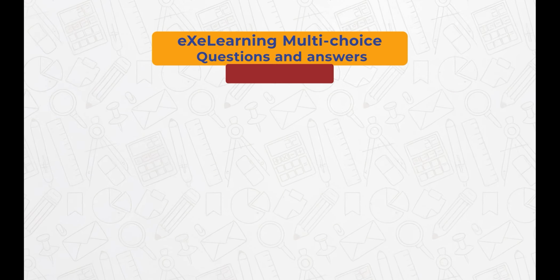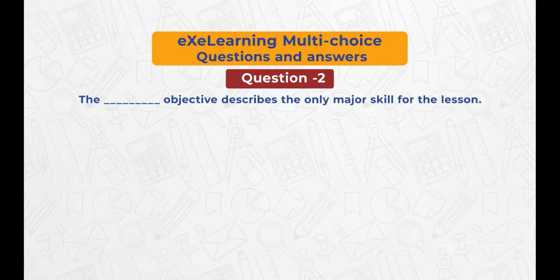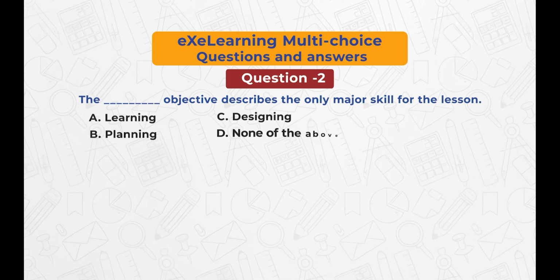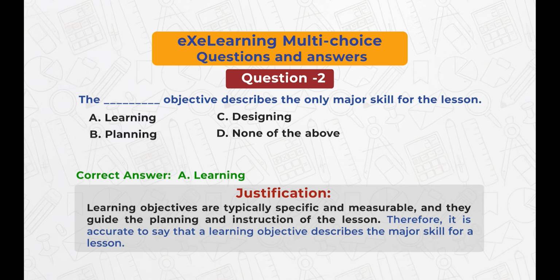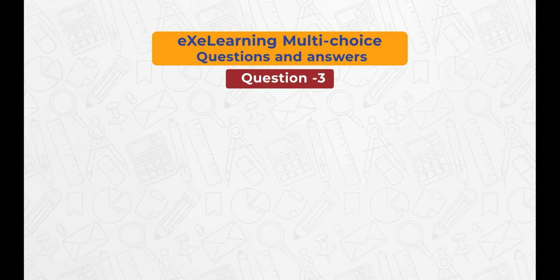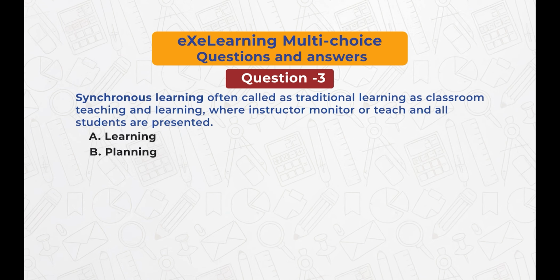Now you can see another example, question number 2. This is also a multi-choice question with a single relevant answer. The dash objective describes only the major skill for the lesson, so the answer is the learning objective. The justification is also clearly given: learning objectives are typically specific and measurable, and they guide the planning and instruction of the lesson.